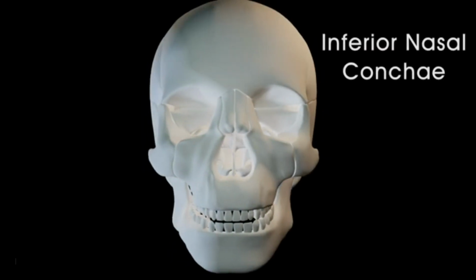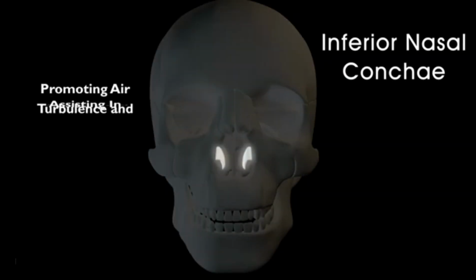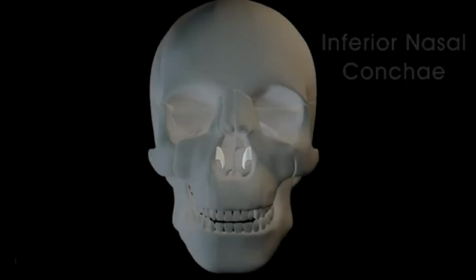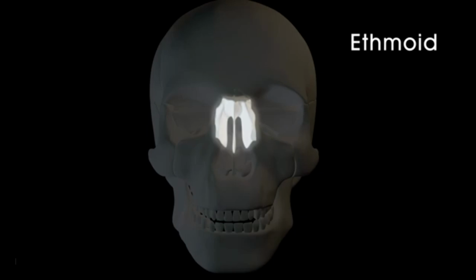The inferior nasal conchae are thin scroll-like bones located on the lateral walls of the nasal cavity. They help increase the surface area of the nasal cavity, promoting air turbulence and assisting in warming and humidifying inhaled air. The ethmoid bone is located between the orbital and nasal cavities.